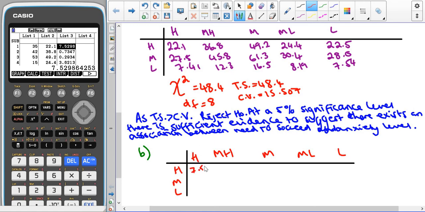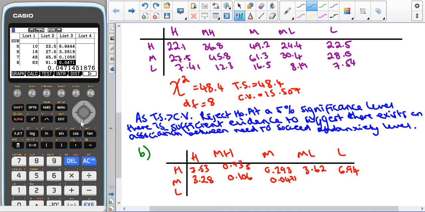So we're going to have 7.53, 0.735, 0.293, 3.62, 6.94, 3.28, 0.106, 0.0471, 0.222, 0.321, 1.57, 4.33, 1.83, 5.66, and then 11.9. So those are my contributions.